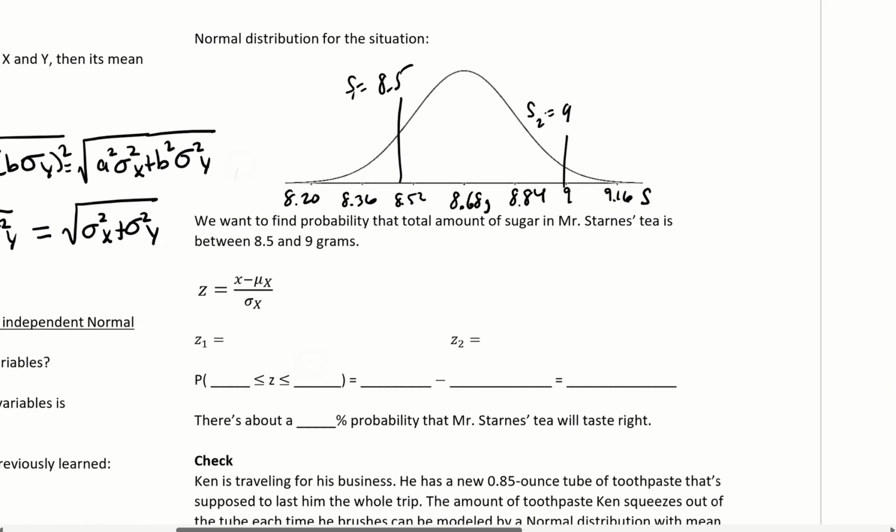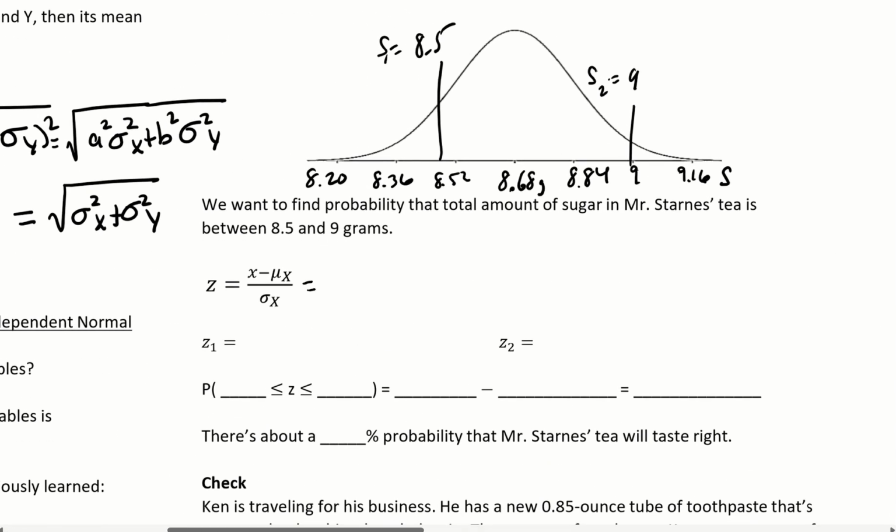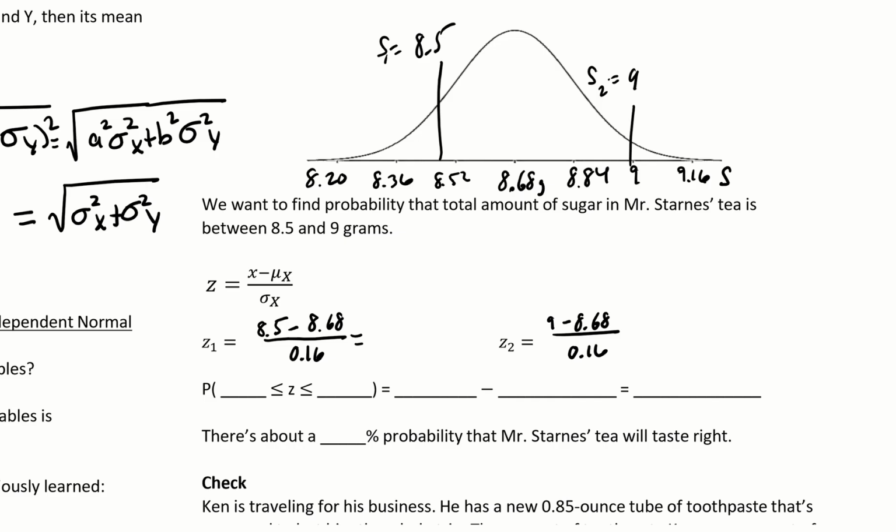All right, so now we're going to use a z-score formula, but we're going to use it twice, right? One for 8.5, one for 9. Let's do that here. Okay, so we got 8.5 minus the mu x. The mu x is 8.68. The sigma was 0.16, so we got that. And then here we got 9 minus 8.68 divided by 0.16. All right, so let's do the first one. So we get negative 0.18 divided by 0.16. So this is going to be negative 1.13.